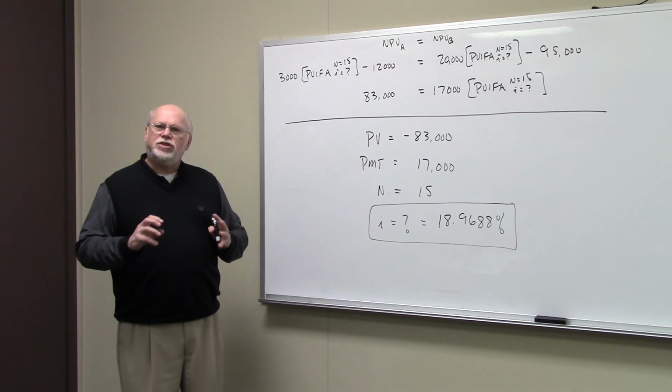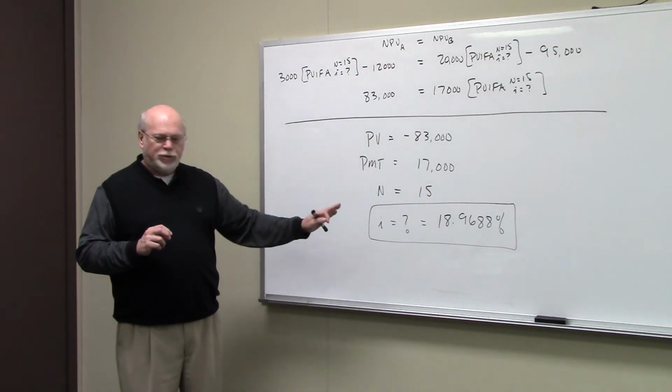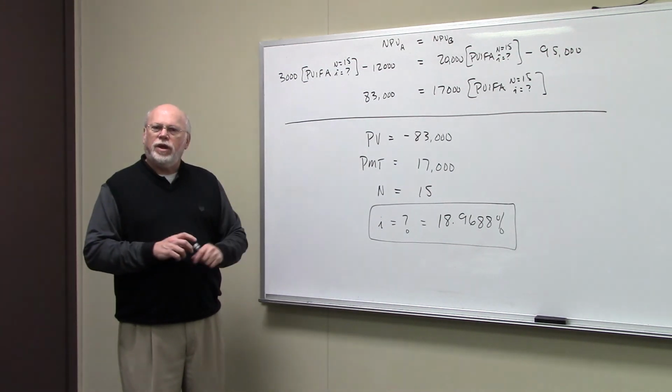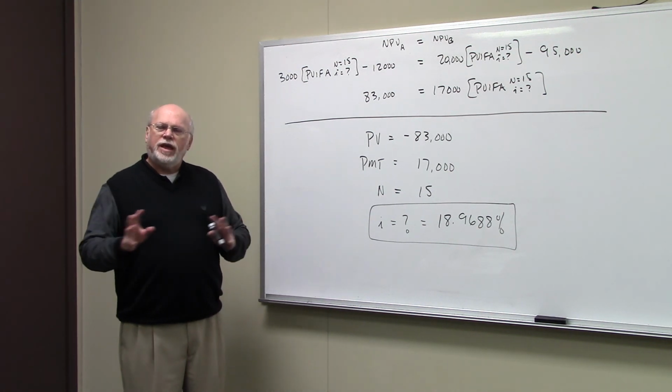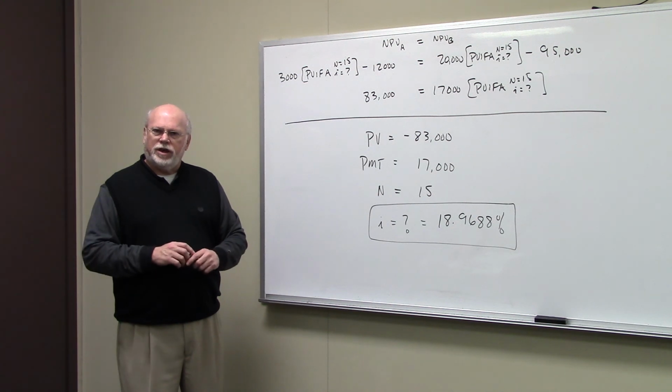So again, this is known as the indifference point, and the indifference point is the interest rate that sets the net present value of one project equal to the net present value of the other project. And this is how you choose between projects when you have conflicting signals.